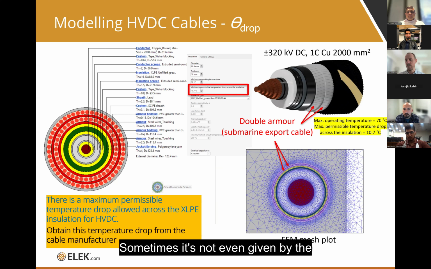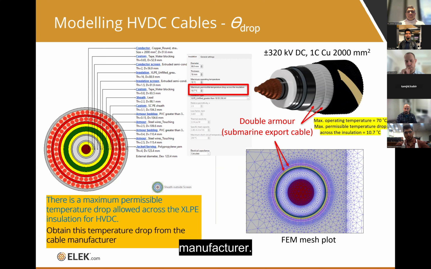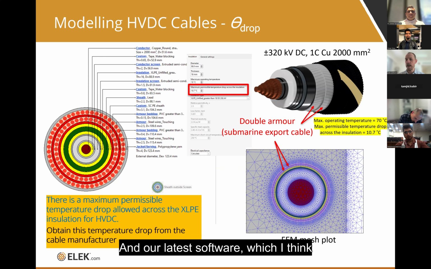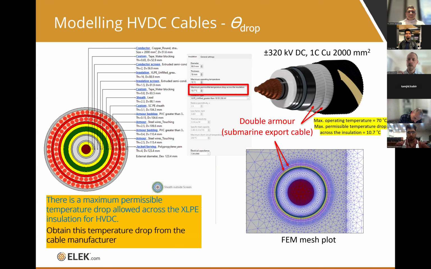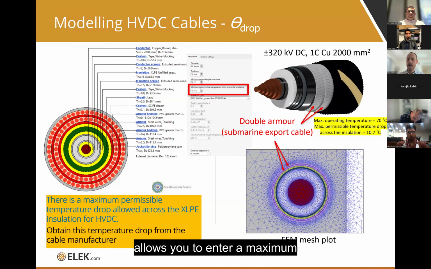Sometimes it's not even given by the manufacturer, but you really need it. So you should obtain the temperature drop limit for the insulation from the manufacturer. If you can't, you can assume an electrical stress limit, and our latest software, which I think Edson is going to demonstrate, allows you to enter a maximum permissible electrical stress limit in kilovolts per millimeter if you don't have the allowable temperature drop limit from the manufacturer.